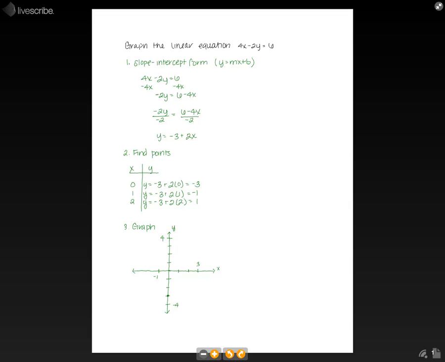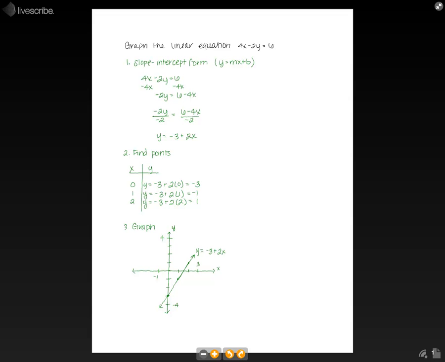The second point is 1, negative 1, so that means we go over 1 to the right on the x-axis and then down 1 on the y-axis. And our third point is 2, 1, so we go over 2 on the x-axis and up 1 on the y-axis. Once we've plotted those points, we can connect them to make a line. And then we put arrows on the end of our line to show that it goes on infinitely in both directions. And that is the line y equals negative 3 plus 2x.